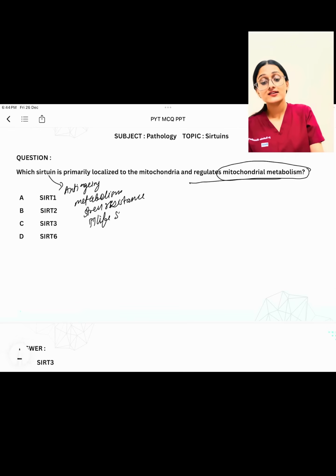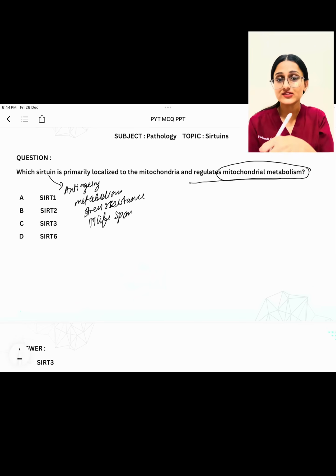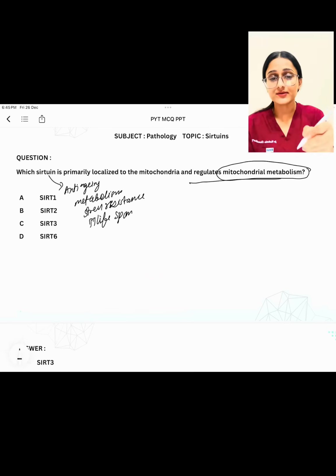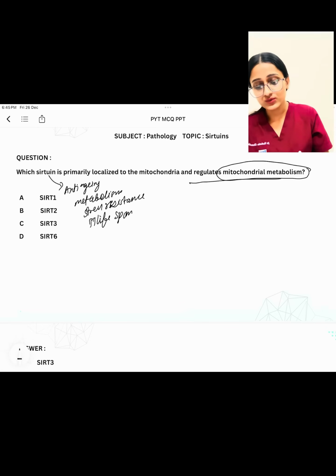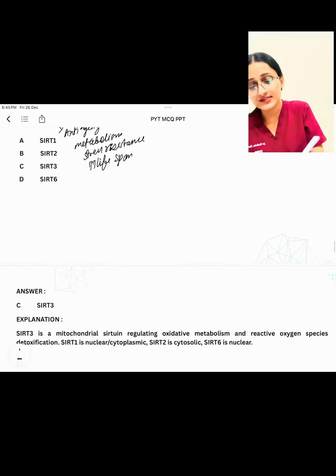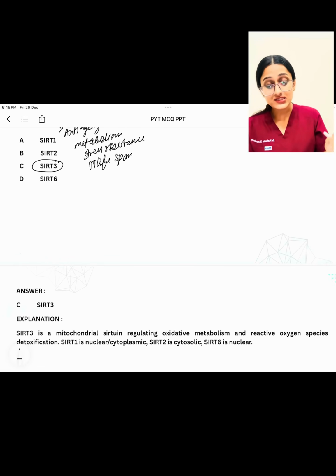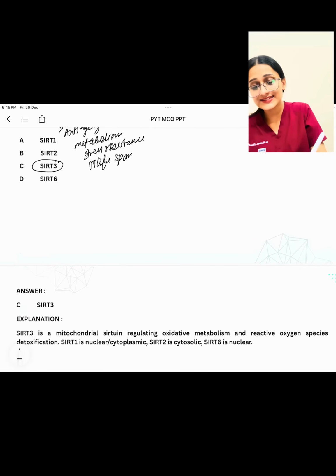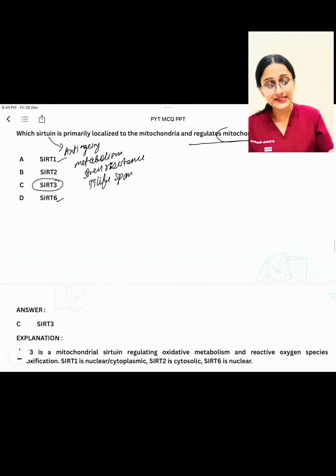So in this question they are just asking which sirtuin is available in mitochondria. This is a very factual question and we just have to remember this one. Basically this is an INI-CET pattern question. So the answer is SIRT3 is in mitochondria, because SIRT1 is nuclear, SIRT6 is nuclear, and SIRT2 is basically cytosolic.